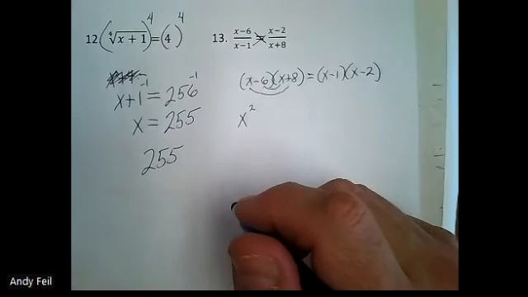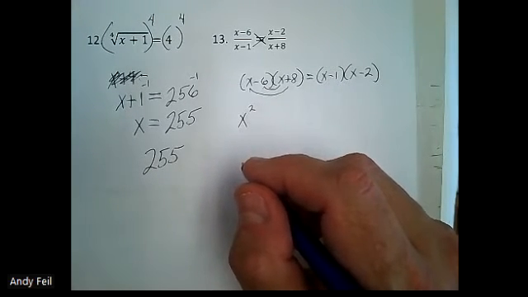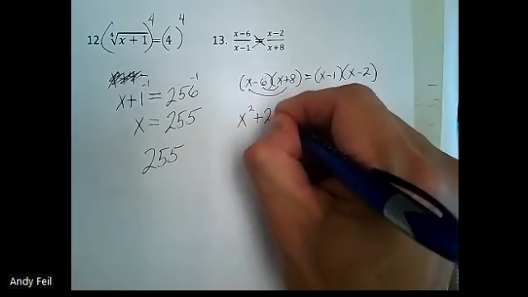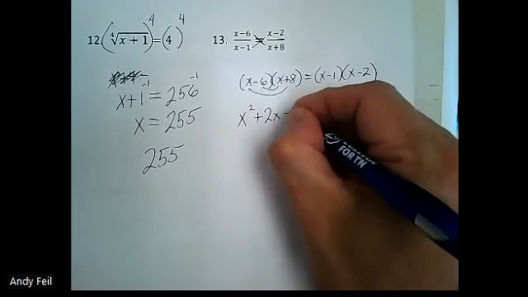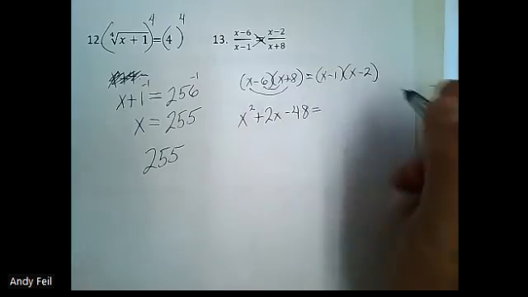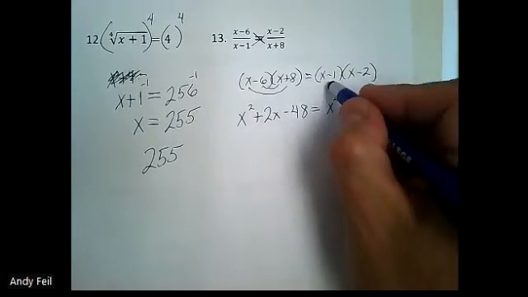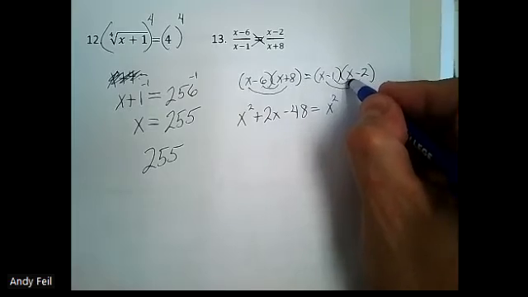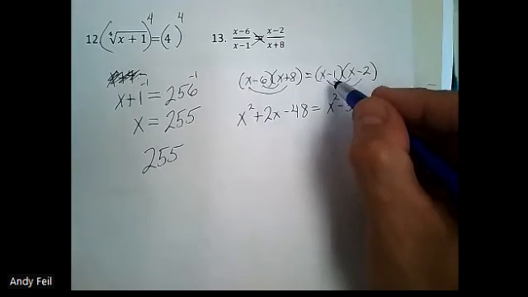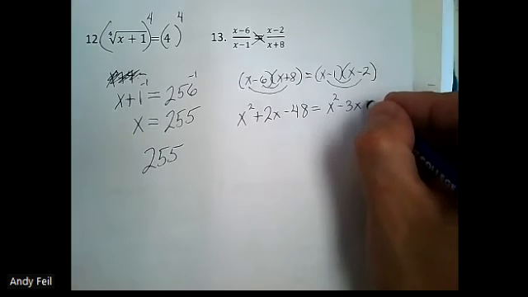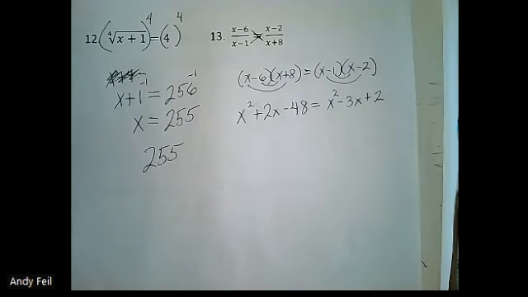What's 8 minus 6? 2. So that's 2x. And what's negative 6 times 8? Negative 48. And that's equal to, do the same thing on this side. Again, you get x squared. What's negative 2 plus negative 1? Negative 3. And finally, what's negative 1 times negative 2? Positive 2. A negative times a negative is a positive.